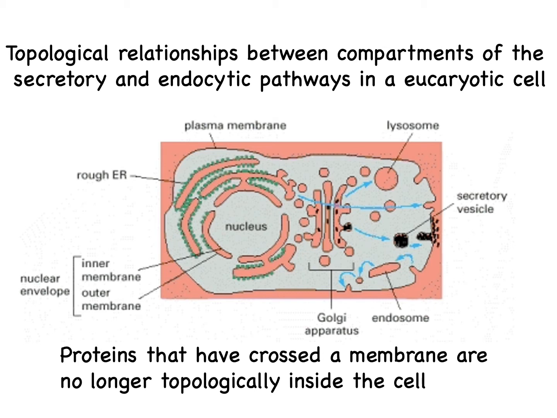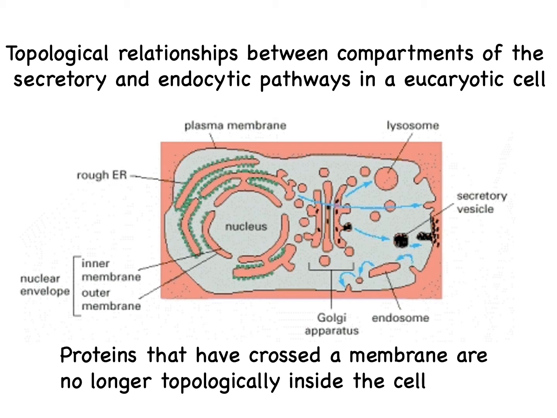Now, when we look at a cell, we see that there are a number of compartments in the cell that are separated by lipid membranes. And so once a protein, or any molecule for that matter, crosses one of those membranes, it's topologically outside of the cell. And in order to get back into the cell, it would have to recross a membrane, which rarely happens. But what can happen is it can move from one chamber in the cell to another by budding off from one organelle and forming a vesicle, and then fusing with another membrane in another organelle.